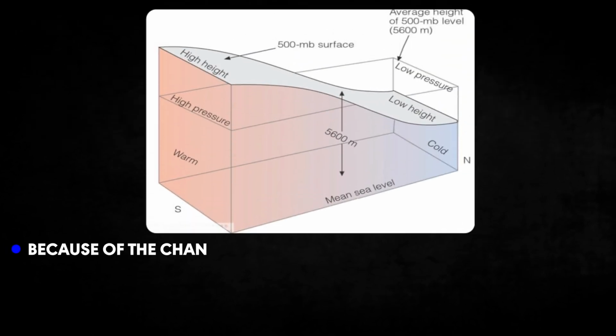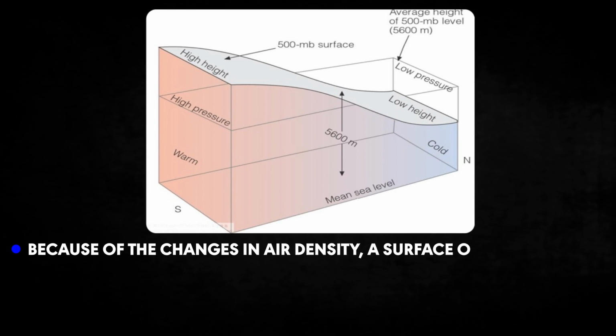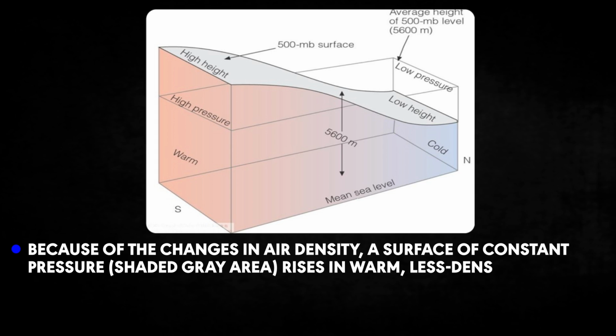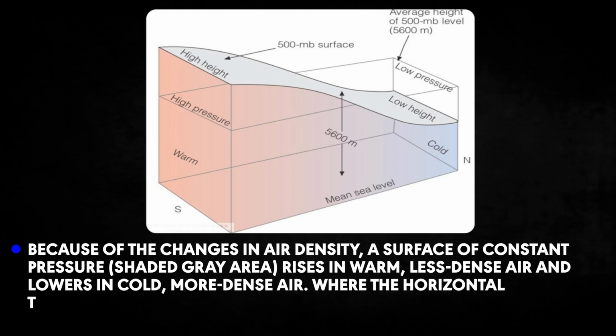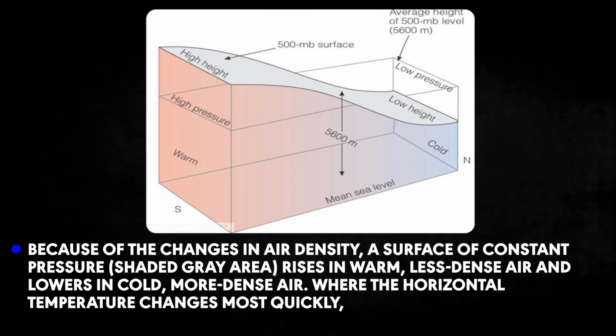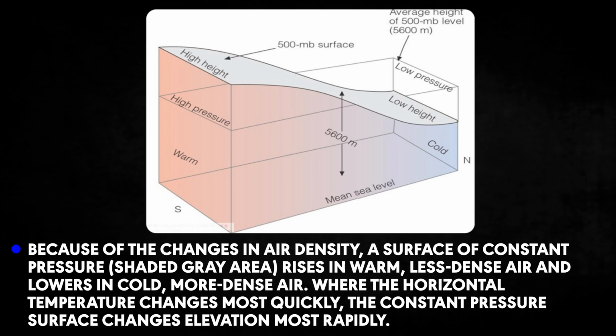Because of the changes in air density, a surface of constant pressure, shaded gray area, rises in warm, less dense air and lowers in cold, more dense air. Where the horizontal temperature changes most quickly, the constant pressure surface changes elevation most rapidly.